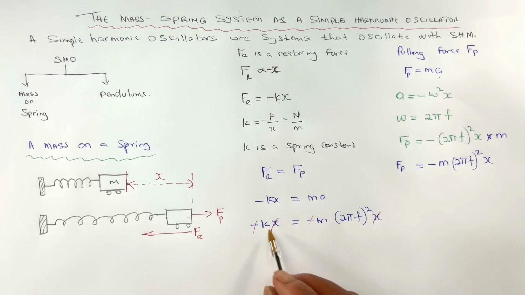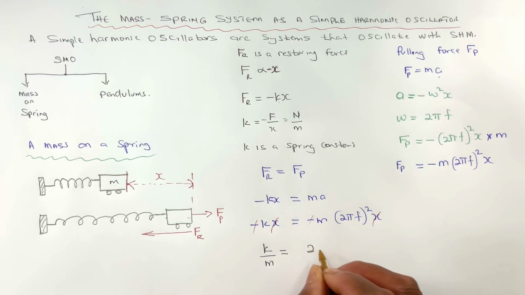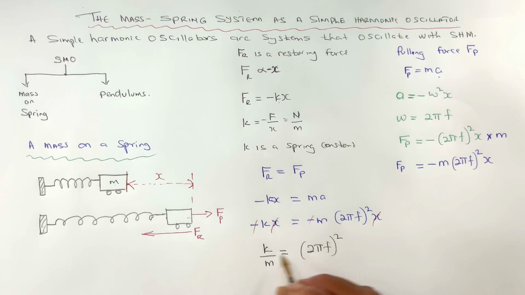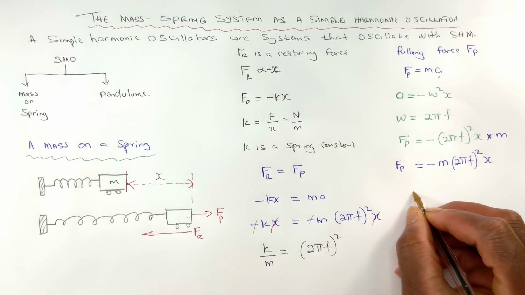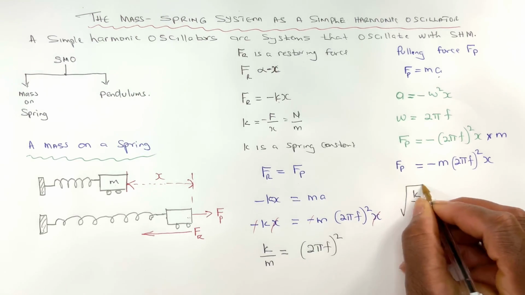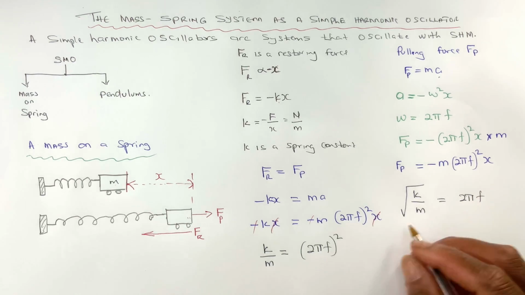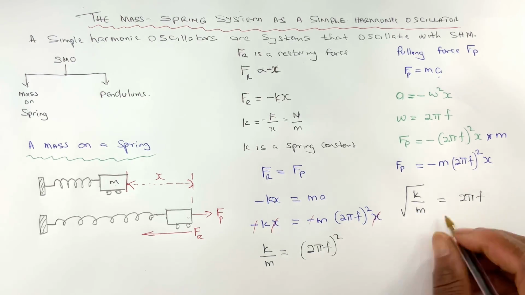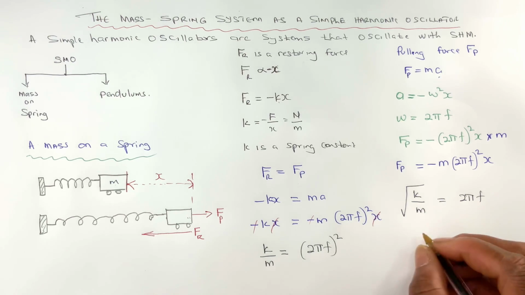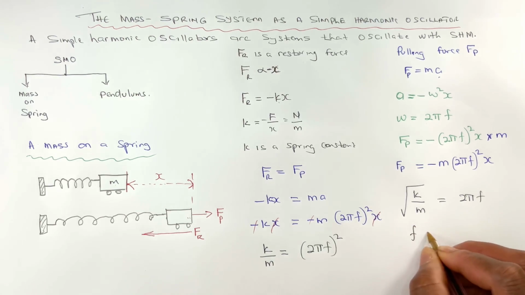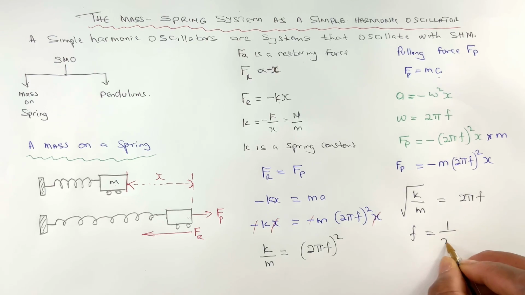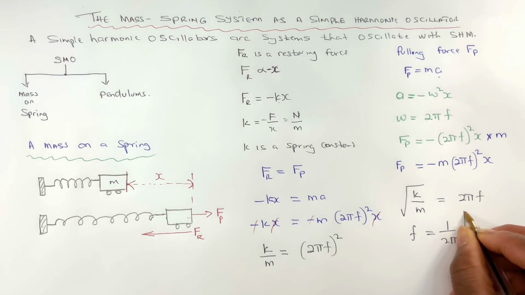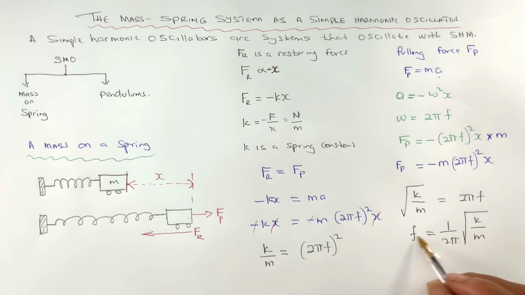So what we can do is divide both sides by m. So we're going to get k over m equals 2 pi f squared. And in that case, I need to square root both sides, so the square root of k over m equals 2 pi f. So that's the formula we're going to get. Now, to find the frequency, if I rearrange this, I can get the frequency. So f equals, dividing both sides by 2 pi, 1 over 2 pi root k over m.